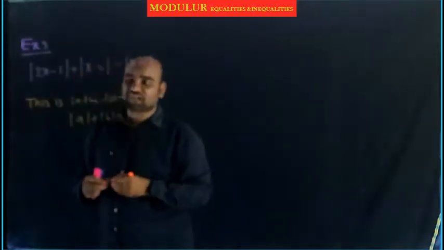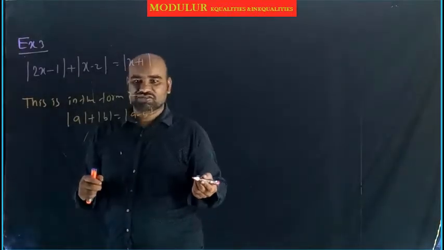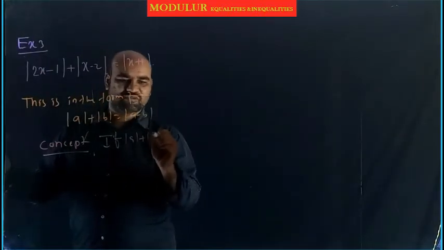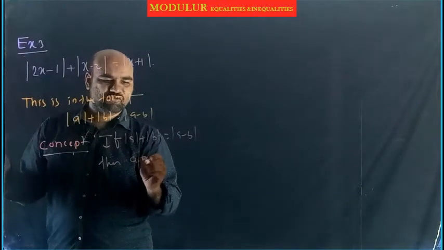Means this is in the form of mod a plus mod b equal to mod a minus b. In the previous concept, mod of a plus mod of b equal to mod of a plus b, you got a b greater than or equal to 0. So what happened here means a b is lesser than or equal to 0 here. So I will prove this concept. If mod a plus mod b equal to mod a minus b, then a into b is lesser than or equal to 0.